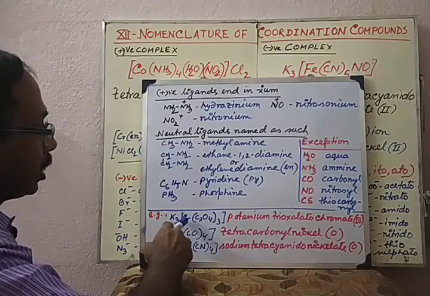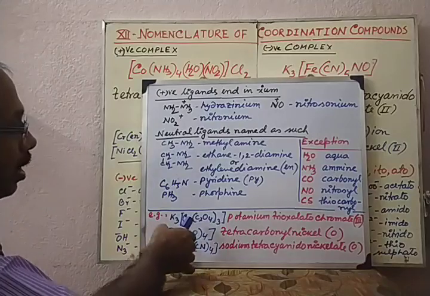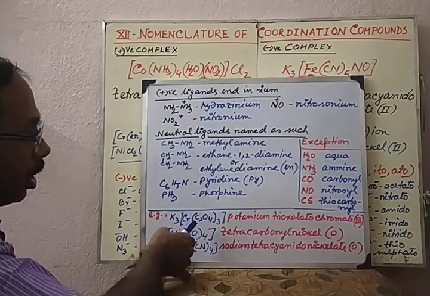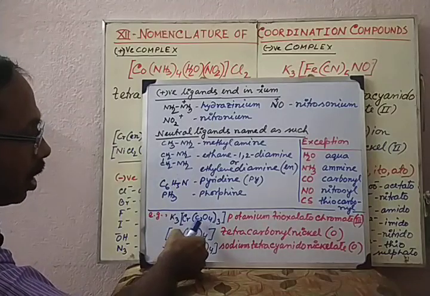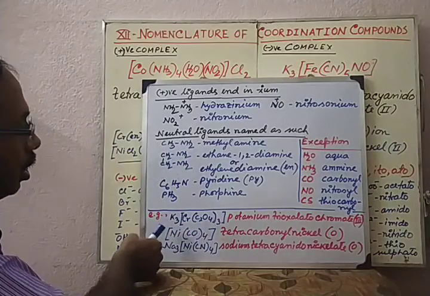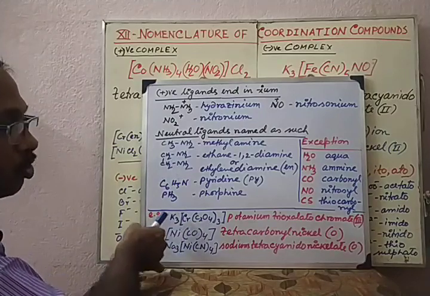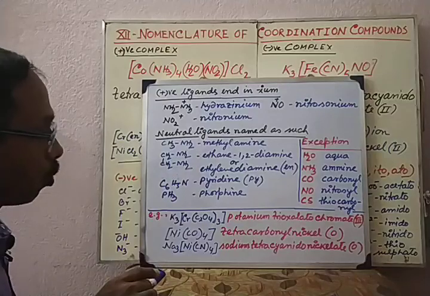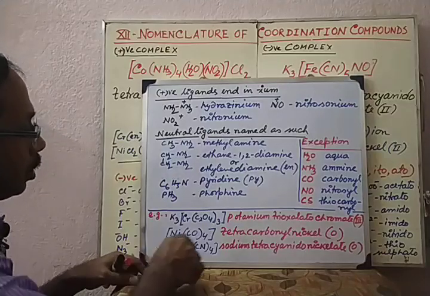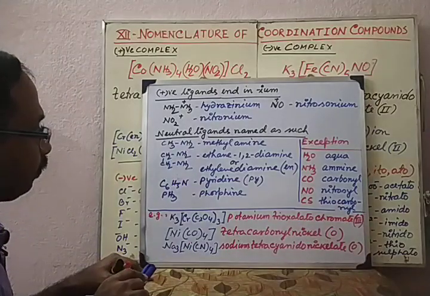Chromium should be written as chromate since the complex is -1. So the name of the metal is written as chromate, and its oxidation number is 3 because oxalate has valency 2 minus, so in total it is providing 6 minus. Potassium is providing 3 plus, so chromium must be 3 plus. That's why its oxidation number is written in Roman numeral 3. So the name is potassium trioxalato chromate(III).